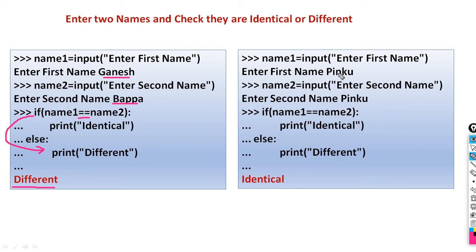Okay. In this example, the same example is there, only the inputs are different. Name 1, Pinku is there. Name 2, again Pinku is there. So when we check this conditional expression, if name 1 equal to name 2, name 1 is Pinku, name 2 is Pinku, is it same or different? Both the strings are same. So it will execute this print statement and display the output as identical.